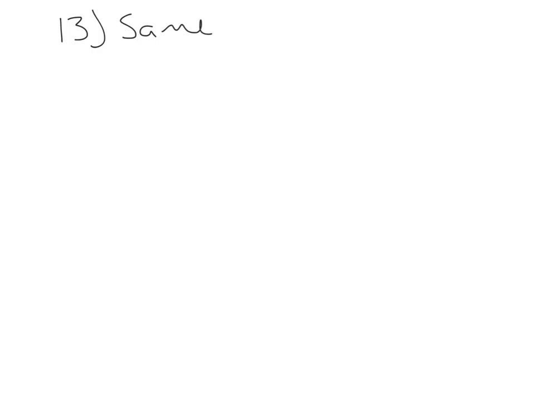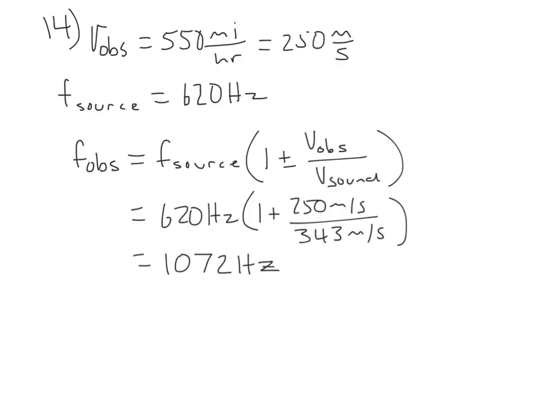So looking at the problem here, number 14, at what frequency do you hear the high note? Well, the velocity of the observer is equal to 550 miles per hour, which is 250 meters per second. The frequency of the source is 620. We just put it into the formula that we already know. We choose positive here because the airplane is moving towards the source in this case, and we land up with 1072 hertz.